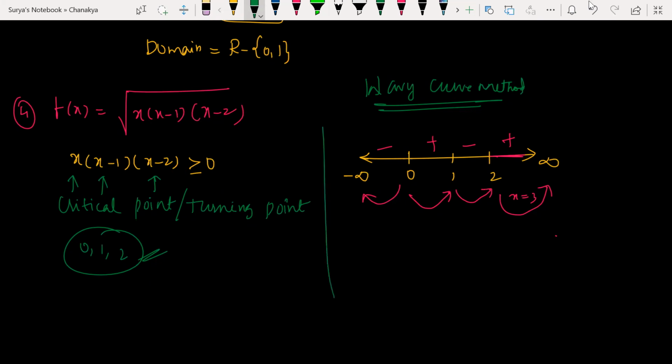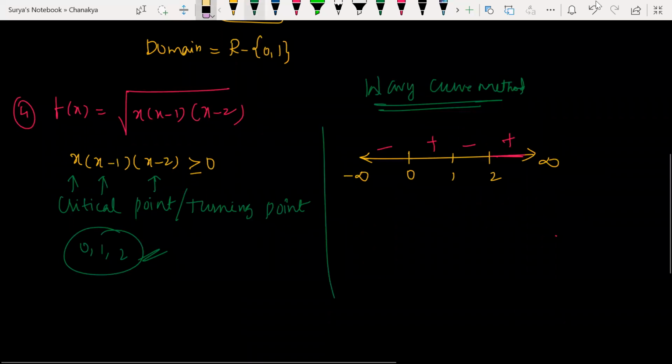Look at this. Beta, I want greater than or equal to, not less than. That means I need only the plus region here, not the minus region. Yes or no? I don't want these regions. I want only these regions. This region. Why? Because I need greater than or equal to, right? Not less than or equal to. Greater means plus. Yes or no?